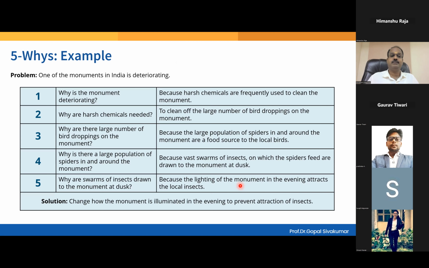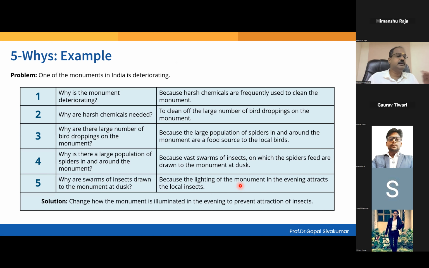Now, what is your understanding after doing this why-why analysis? Do you want to use more chemicals to keep your monument shining, or do you really want to break this chain? We need to break it so that it becomes a permanent solution.